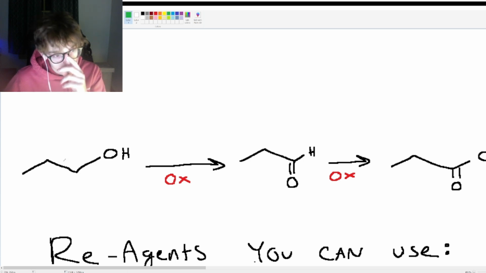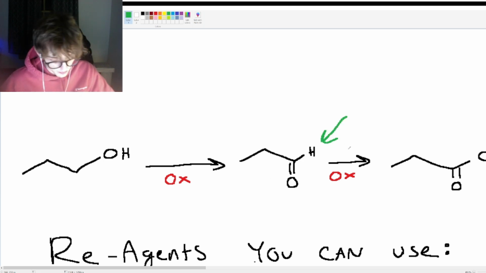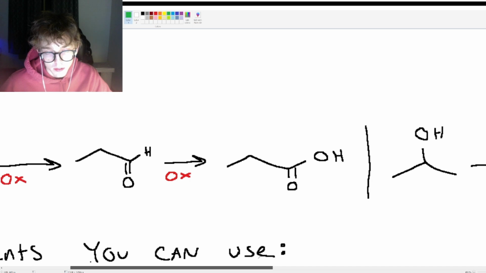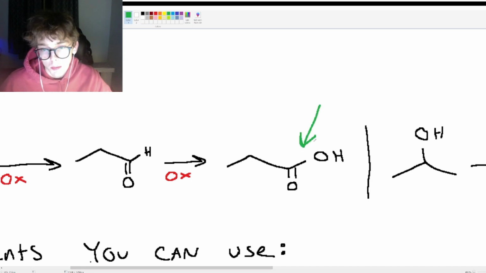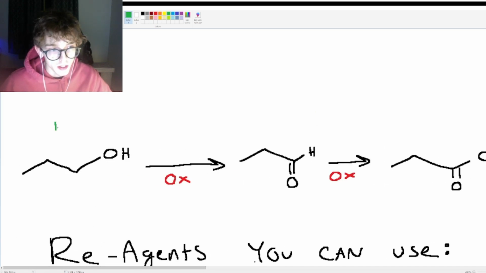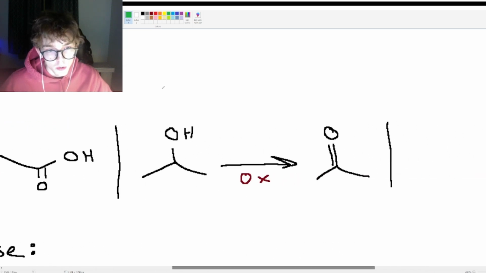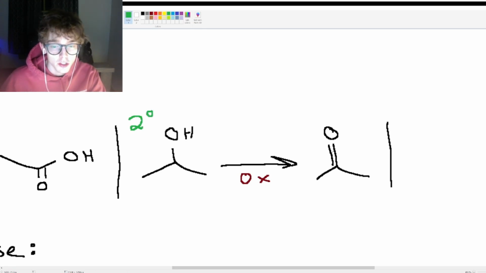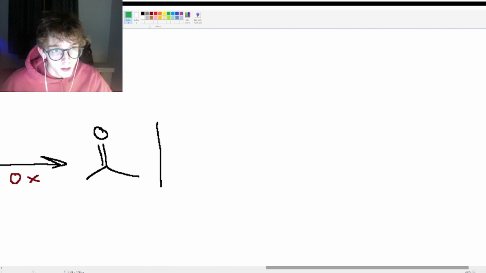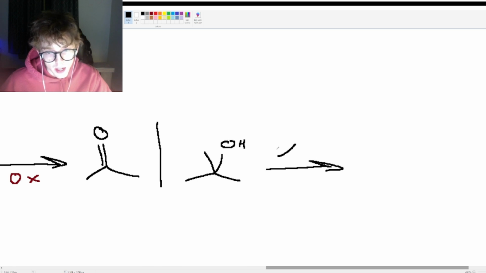Okay, so to oxidize an alcohol, we can do an oxidation step with reagents we'll see in a second, and we can make an aldehyde right here. If we have an aldehyde, we could do another oxidation step and get a carboxylic acid, and this is for primary alcohols. So you can oxidize it twice. With a secondary alcohol, you can only oxidize it once, and you can oxidize it into a ketone with the reagents we'll see.